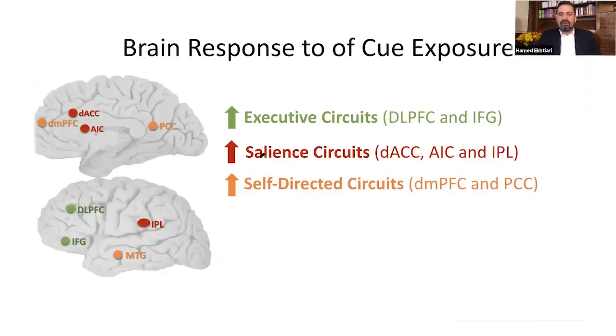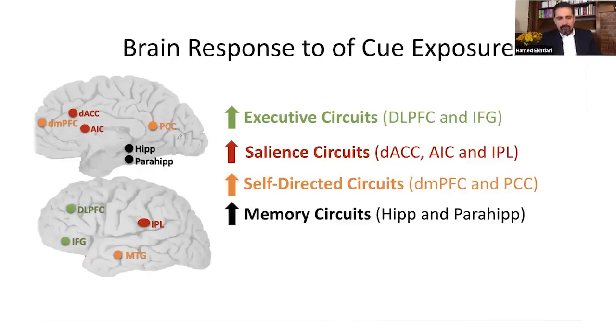We also have areas that are involved in what we call self-directed circuits, the circuits that are involved in putting ourselves in the context of that specific drug-related or food-related cue and thinking, okay, if I were in this specific situation, how should I behave? What would be the activities I would do in that specific situation? These are the self-directed circuits, areas like dorsomedial prefrontal cortex and posterior cingulate cortex. Of course, there is significant activation within areas that are related to memories.